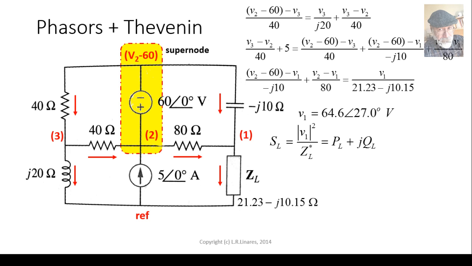The complex power in that impedance is the RMS value of the voltage, 64.6 squared, divided by the complex conjugate of ZL, and that gives me the active power absorbed by ZL and the reactive power absorbed by ZL. Optimum one, because we have chosen ZL to be the conjugate of the Thevenin impedance. Those values, 160 watts and negative 77 VARs. And that is the answer to that question.